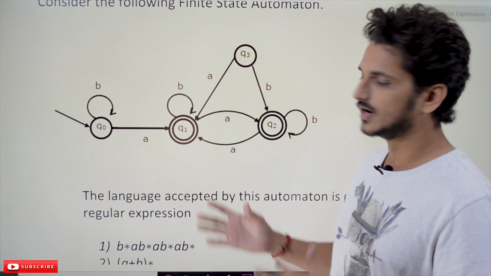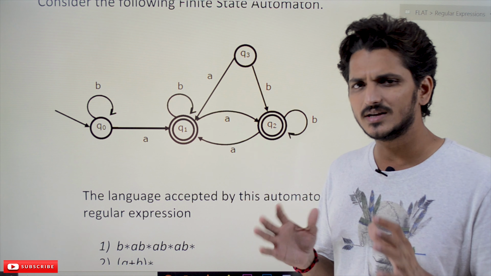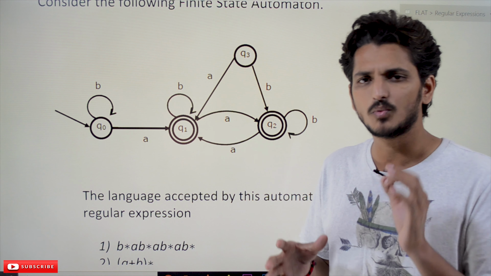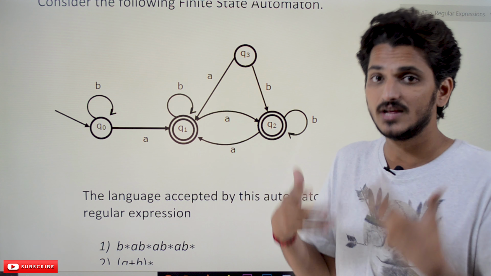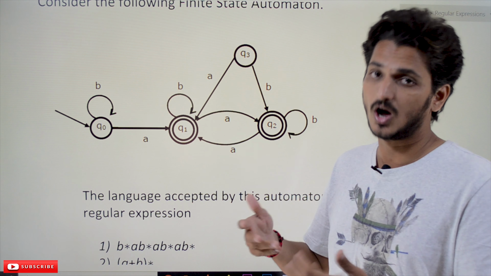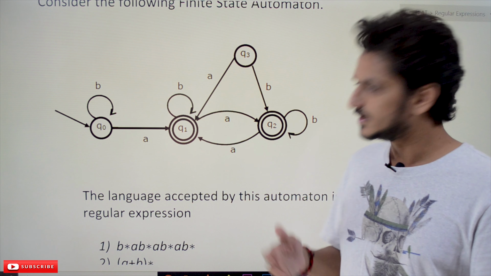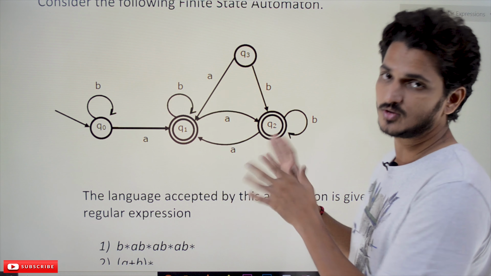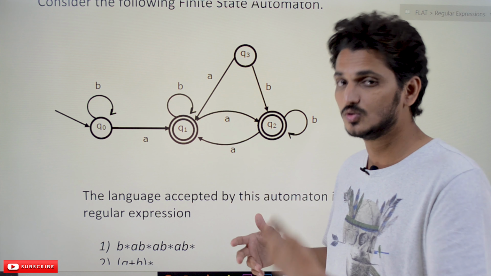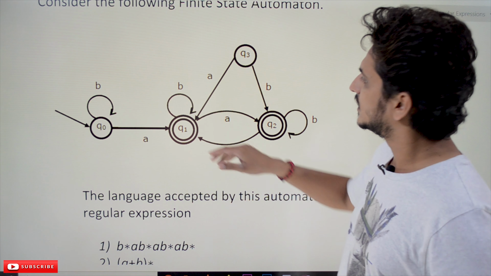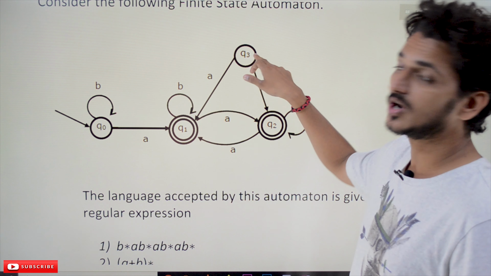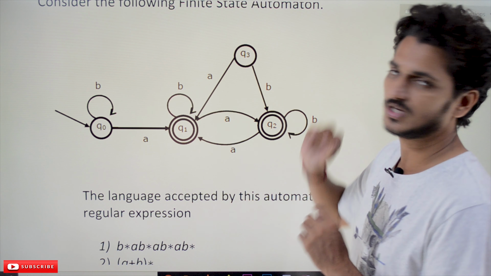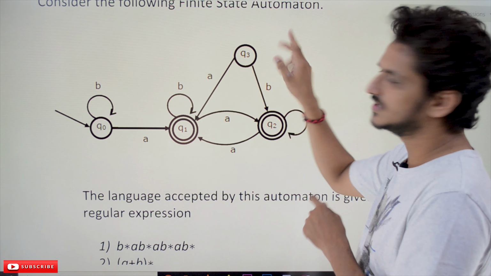Now, we can use the state elimination method, but doing all those things is not possible in the GATE exam. By looking at this example, we have to identify the expression. That is the process you have to understand. So let's try to understand how we do it, so that in your practice you will get all those things. This is the initial state. From the initial state we cannot move to Q3 state, so we can eliminate this state.